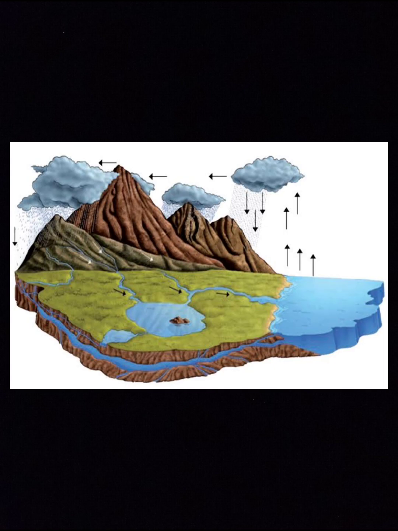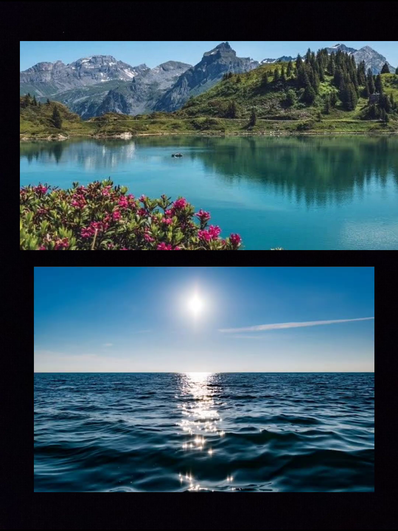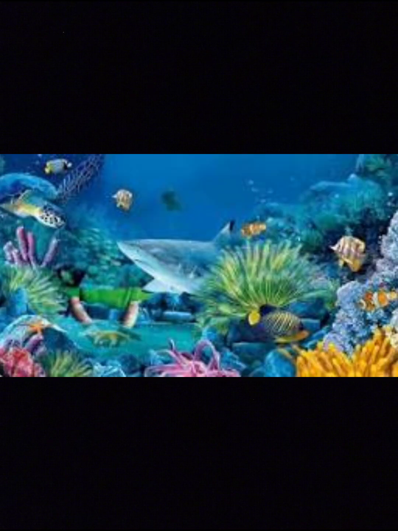However, not all precipitation infiltrates the ground. Excess water unable to penetrate the soil or be absorbed by plants becomes runoff. It flows over the land, collecting in streams, rivers, and eventually merging into large bodies of water like lakes or the ocean. Runoff plays a crucial role in transporting nutrients and sediments, shaping landscapes, and supporting aquatic ecosystems.